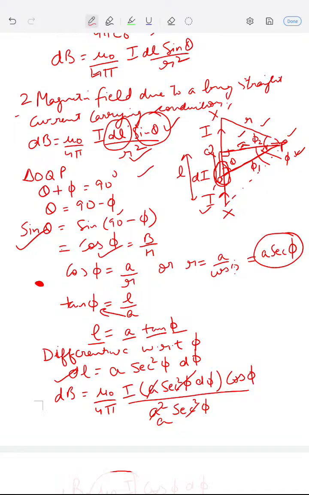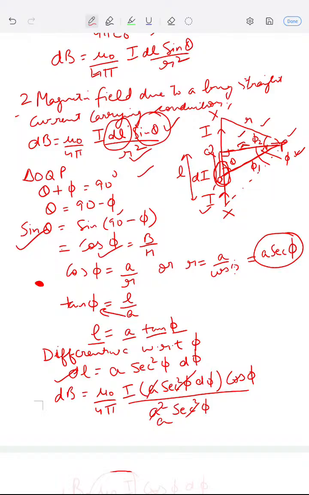And then we have taken the right triangle OQP. Theta plus phi is 90 degrees, so theta is 90 minus phi. So along the left and right hand side, we have chosen sine theta, sine of 90 minus phi. Sine of 90 minus phi is cos phi. What is cos phi? That is base upon hypotenuse. Base is a, hypotenuse is r. What is r? a upon cos phi. So 1 upon cos phi, the reciprocal, will be secant phi.